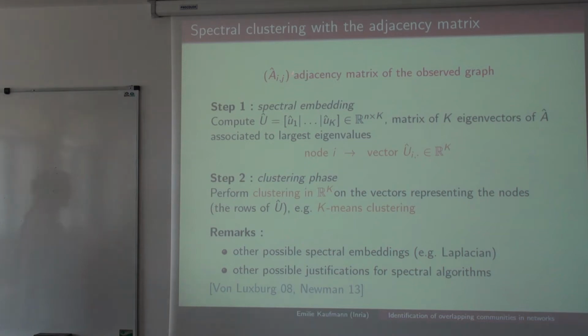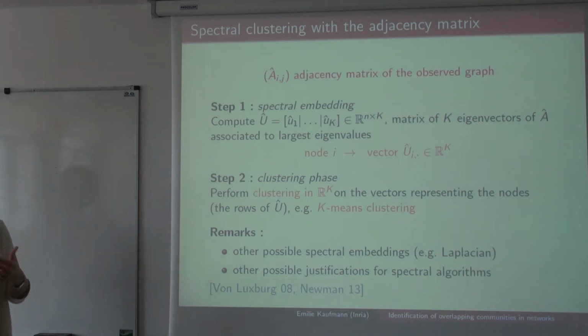So now we work, as I told you, with the matrix A hat, the adjacency matrix of the observed network. The first step of a spectral algorithm is called the spectral embedding, which is the computation of this matrix U hat of eigenvectors associated to the largest eigenvalues. Why is it called an embedding? Because now to each node you can associate a vector in R^k, which is the associated row in the n by k matrix of eigenvectors.